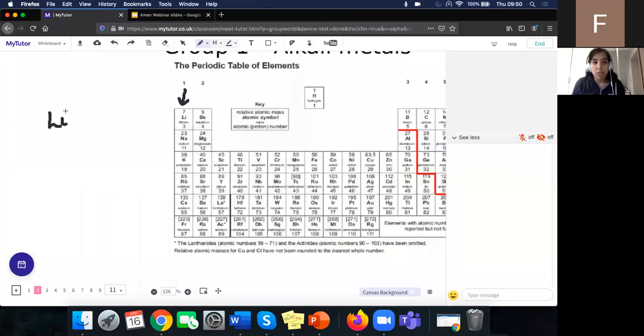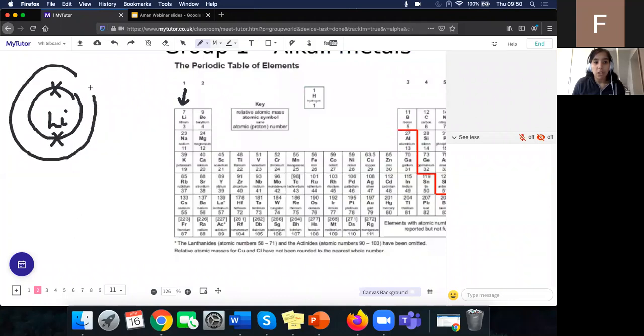If I draw the electron configuration of lithium, it has an atomic number of 3. That means there are 2 electrons in the first shell and 1 electron in the second shell, which is what we're expecting because it's in group 1, so it should have 1 electron in its final shell, which in this case is the second shell.